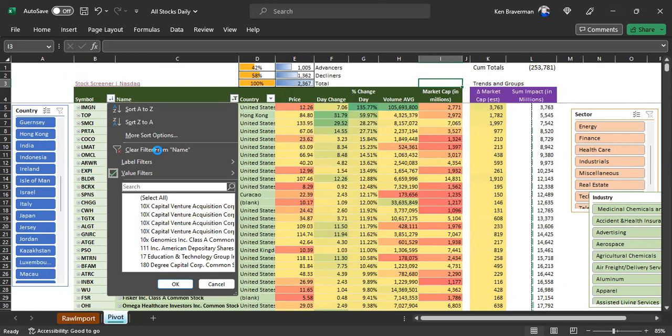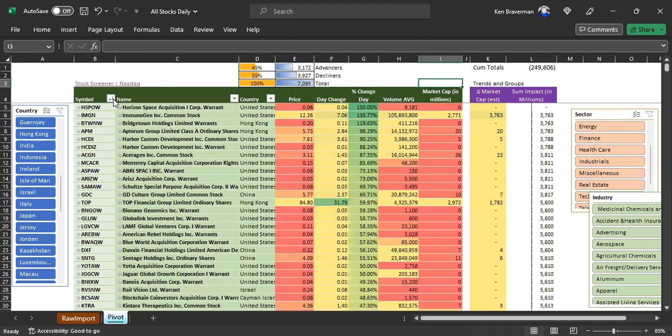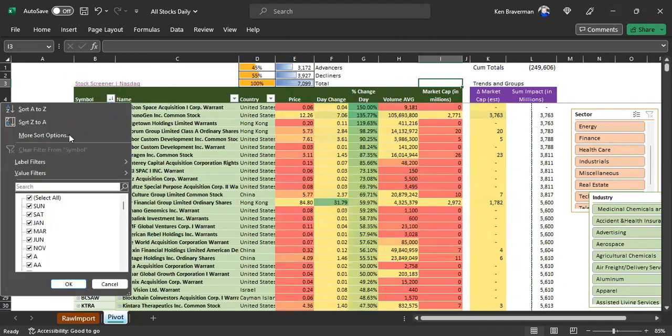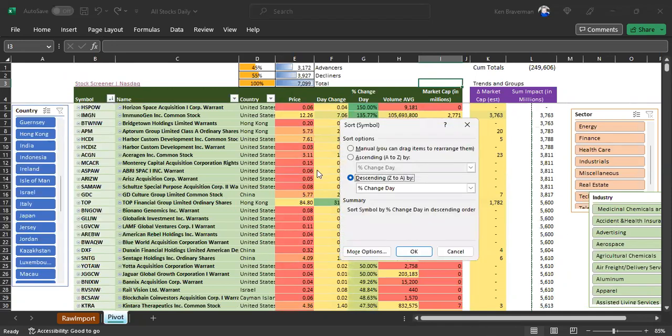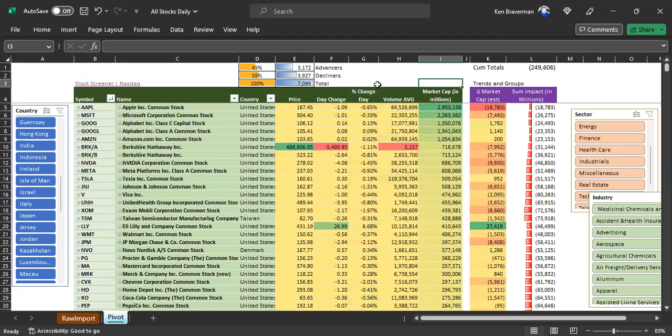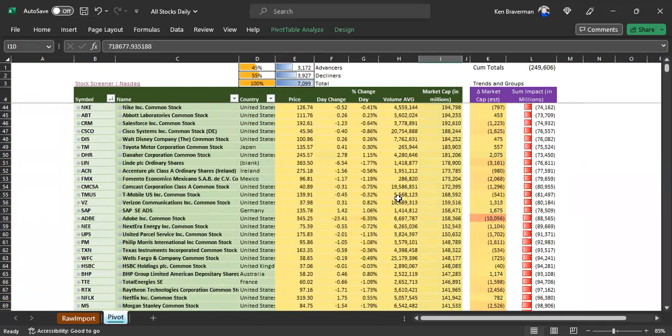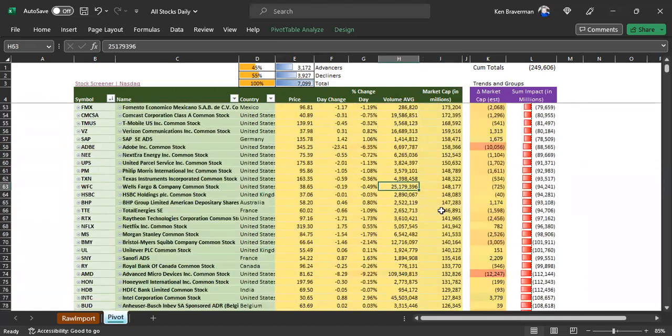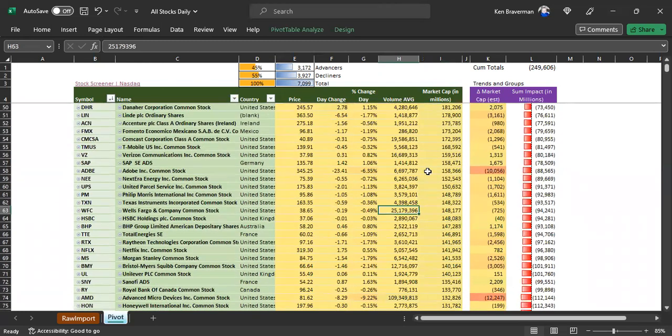So we're going to clear our filters off. We're going to go back and sort again, descending by market cap, because that's really helpful. You want to see how these big market caps do, because they're going to have a lot of activity. You're also looking for big volume as well. Here's a bank getting traded a lot, Wells Fargo.